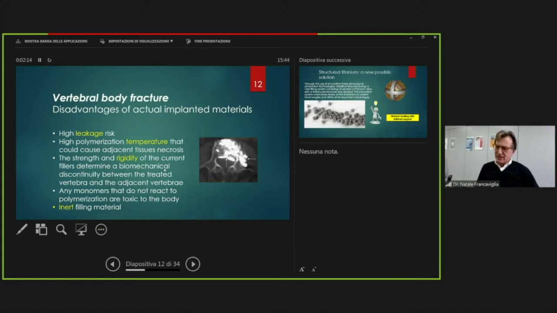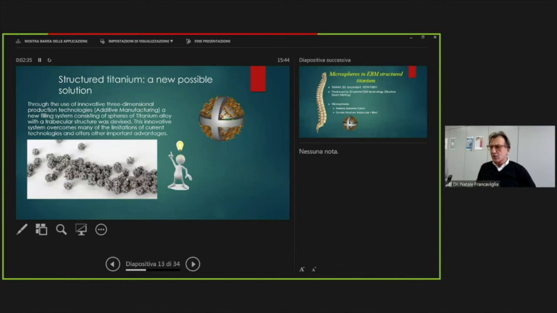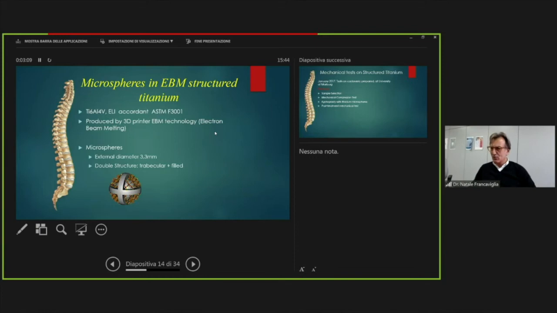But everybody knows that cement gives some problems. I focus on the leakage of the cement, the temperature, the rigidity of the vertebral body, and the inert filling material that we put inside the vertebral body. So we started to think how we can solve this problem, how we can obtain natural healing with an artificial support. We started with design, and now we have this innovative structure: a porous sphere with a rigid structure, just to avoid the collapse of the microsphere, in titanium. We can discuss this technique afterwards.